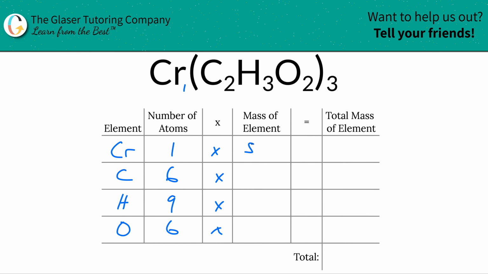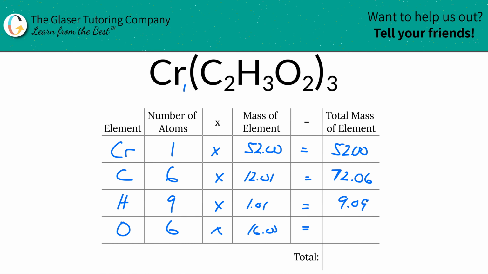So chromium is 52, as we mentioned. Carbon is going to be 12.01. Hydrogen is going to be 1.01, and oxygen is 16. Now, to find the total mass of each element in the compound, we simply multiply across this row. So the total mass of chromium in that compound is going to be 52. The total mass of carbon is going to be 6 times 12.01, which works out to be about 72.06. Then for hydrogen, same thing, multiply it across, that's 9.09. And then oxygen, again, 96.